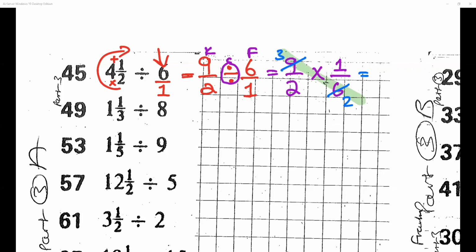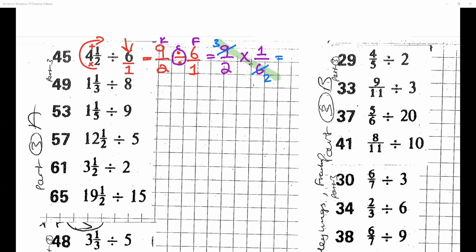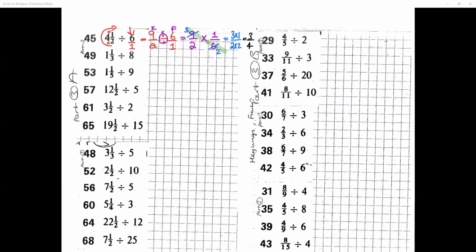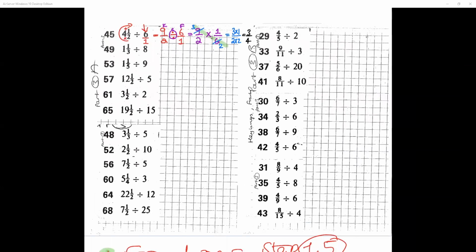Now, what do we do now? Can we do any more cancelling or do we just multiply them out now? You just multiply them out. Fantastic. 3 times 1 on the top. 2 times 2 on the bottom. 3/4. Fantastic. What a beautiful answer there. So even though it looks harder, it's actually not harder because we can change it into a fraction easily by putting it over 1.